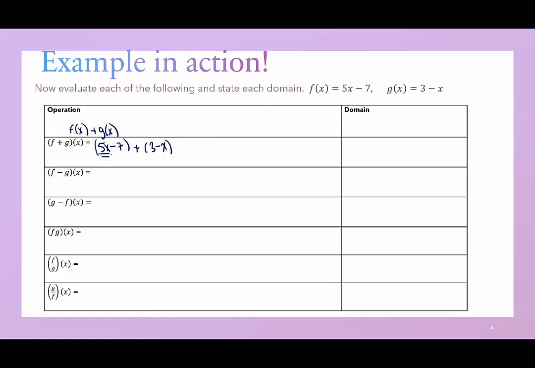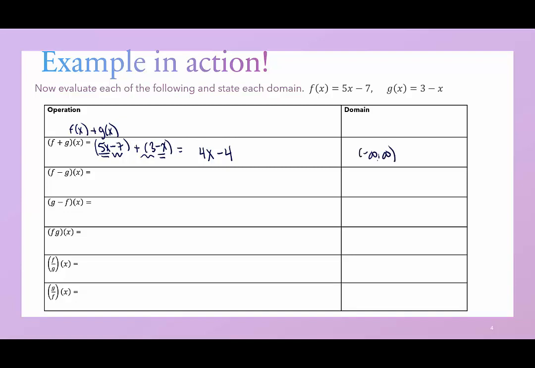From here, I'm looking for like terms. I have a 5x right here and a minus x here. If I combine those, I get 4x. And then here I have minus 7 and positive 3, that would make minus 4. So our sum function is also a linear function, and it has a domain of all real numbers, as promised.